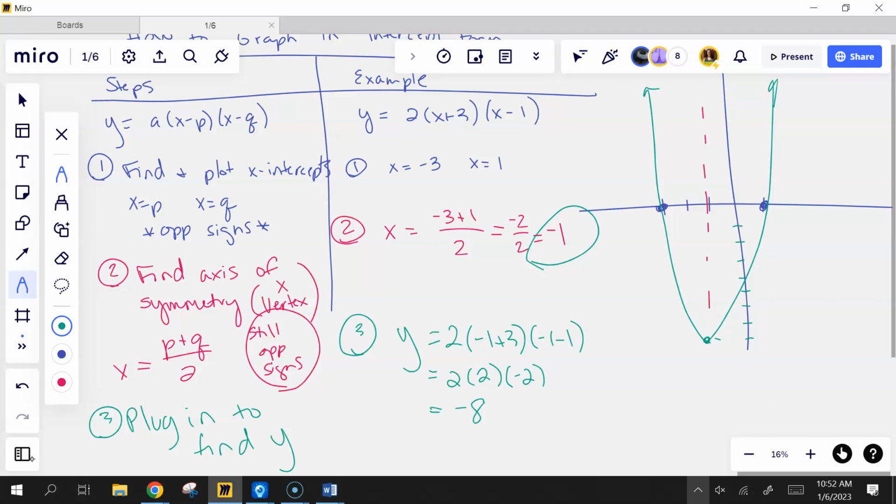Which one do you like the best? This one? Vertex? Everybody like standard best?